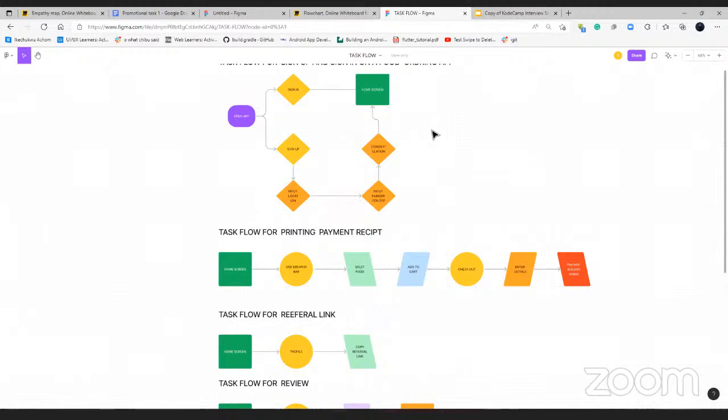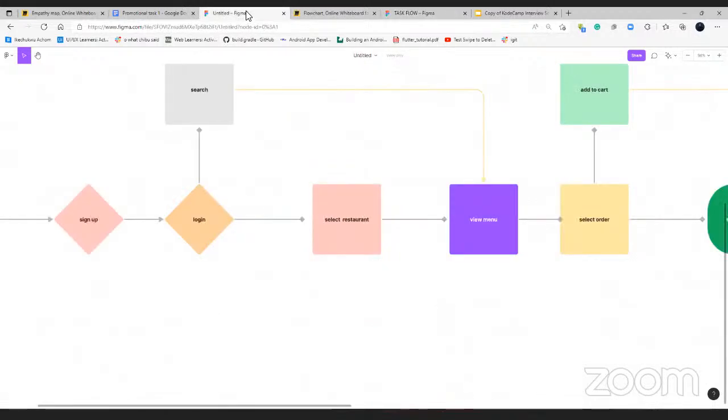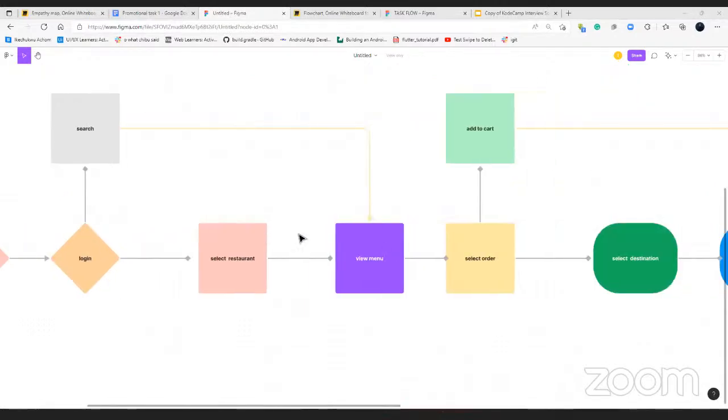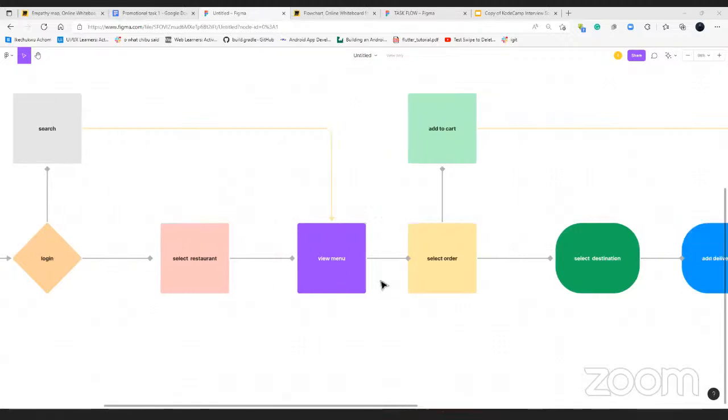Joseph, go ahead. One minute. Can you please go back to the previous task before this one? Now from this search board, it is going down to the view menu. I'm trying not to show the person's name, that's why it's zoomed in like this. So from the search, it goes to the view menu, to the end part.